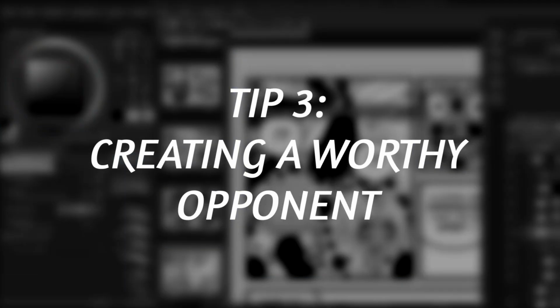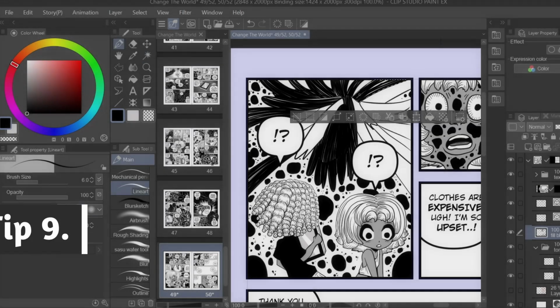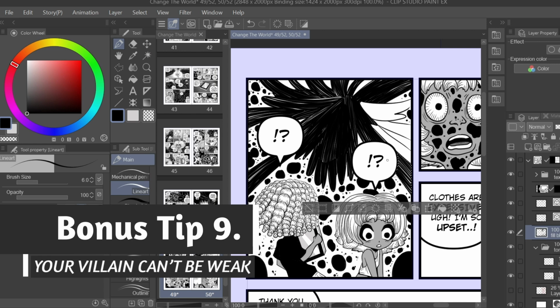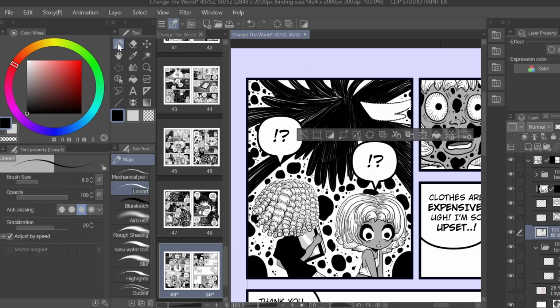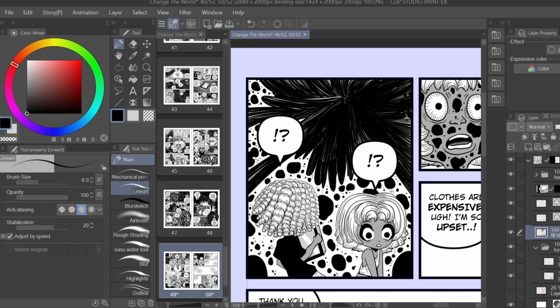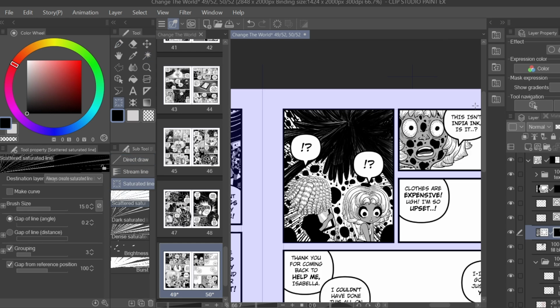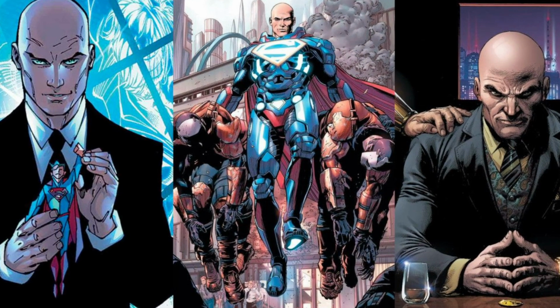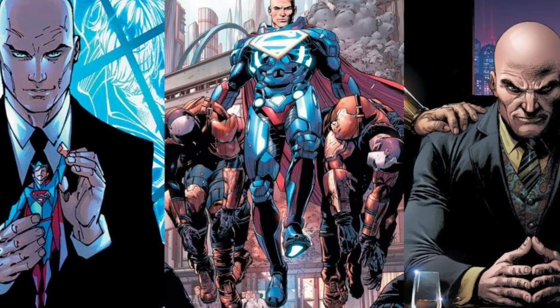Tip number 3, creating a worthy opponent. A good villain character should be strong or a worthy adversary to your hero. They shouldn't be weak or easily beaten. They also shouldn't be overpowered to the point that the only way to defeat them is by random luck. Having a villain who is equal in skill or intelligence to your hero will raise the stakes of your story's conflict. Think of a character like Lex Luthor from the Superman comics.